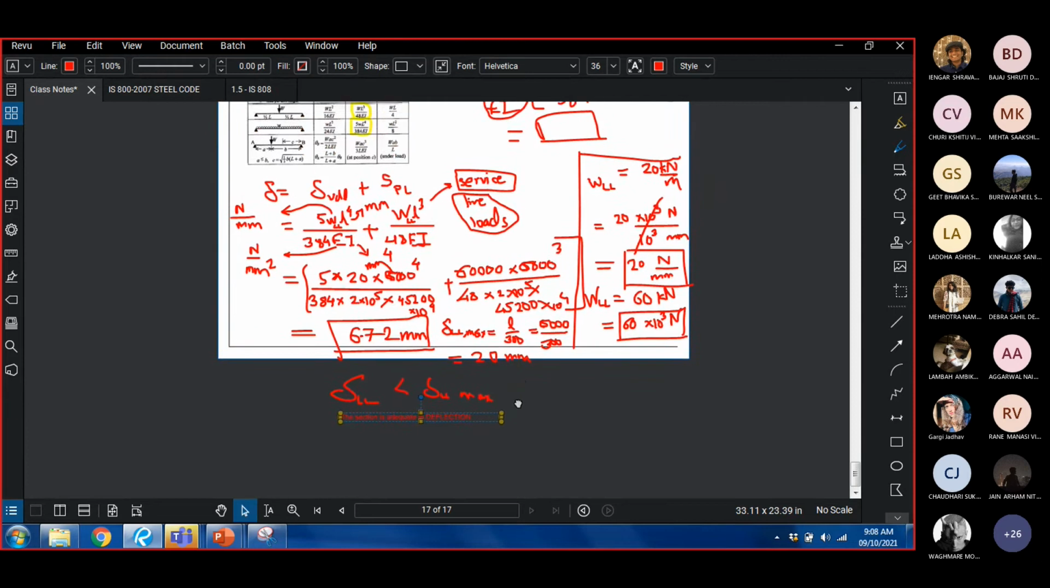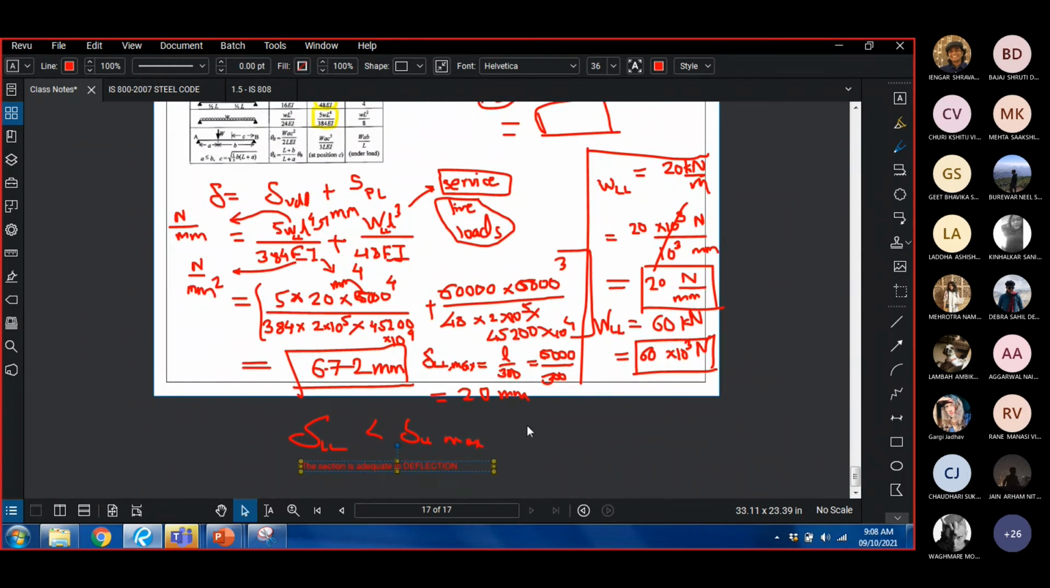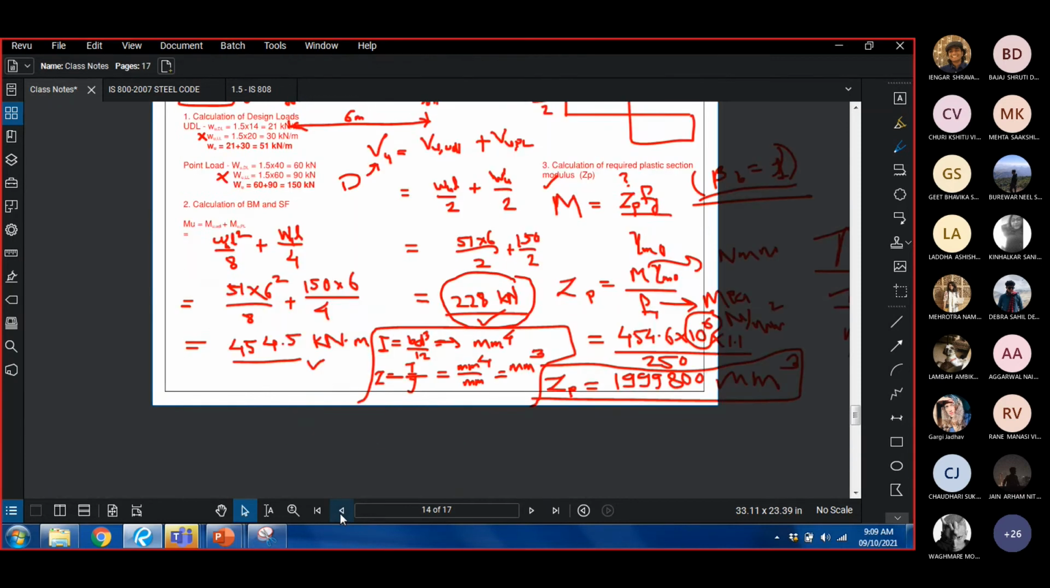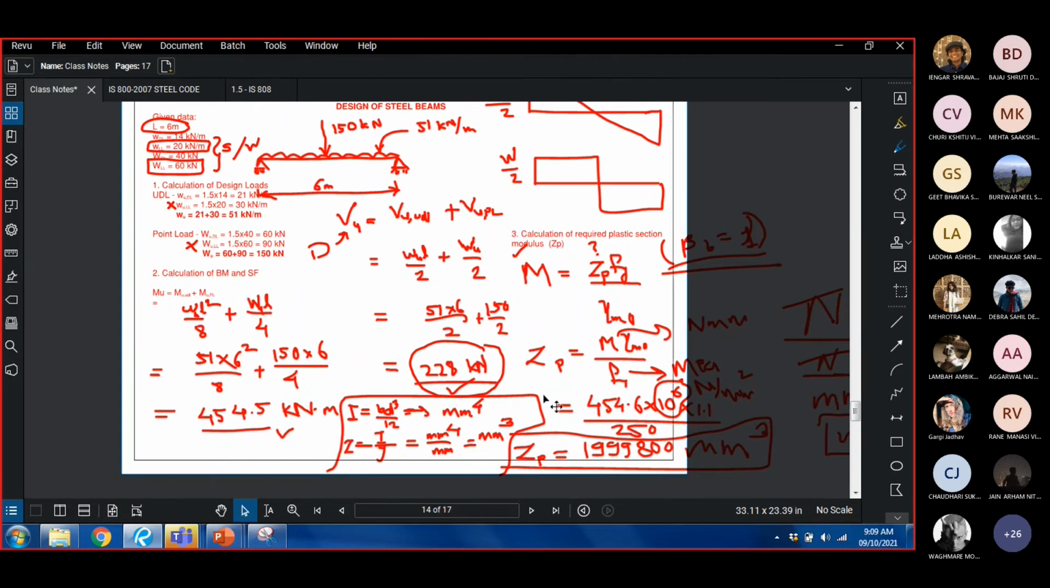In deflection. Okay, so very simple problem, isn't it? So this might seem like a very long procedure, but I'll just brief it again, and it wouldn't seem that long once you solve a couple of problems.